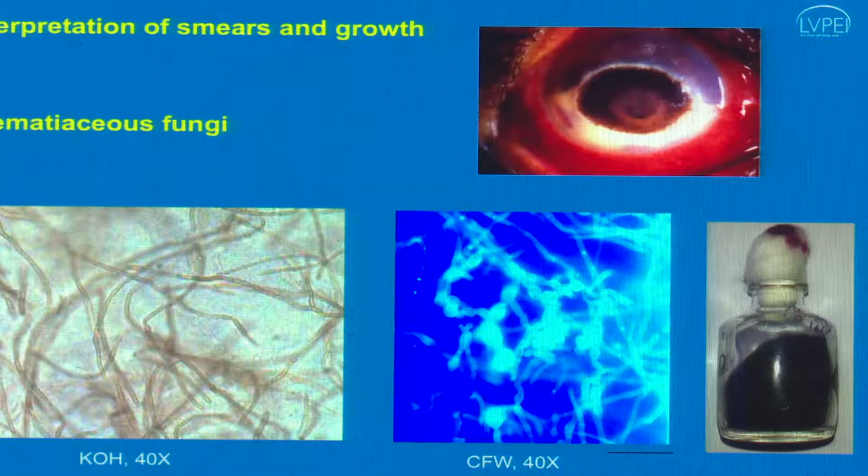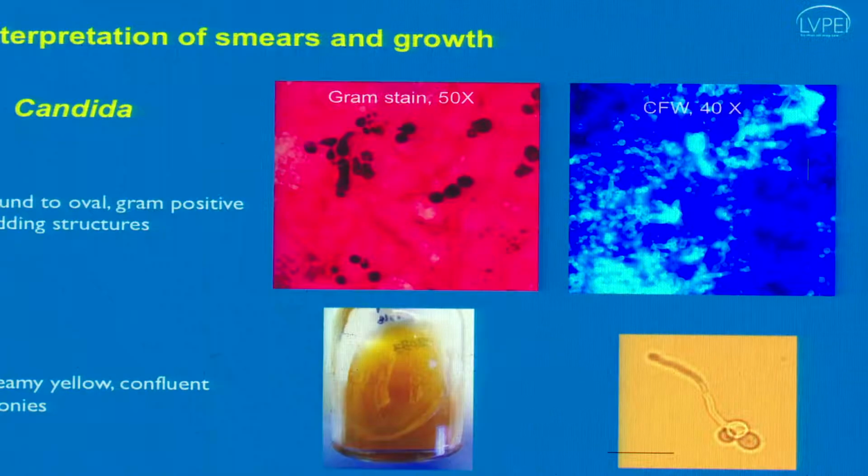And in KOH, you can see the color. Dematiaceous fungus will show brown color. You can see on the left side brown filaments are there. And the colony is also black in color.